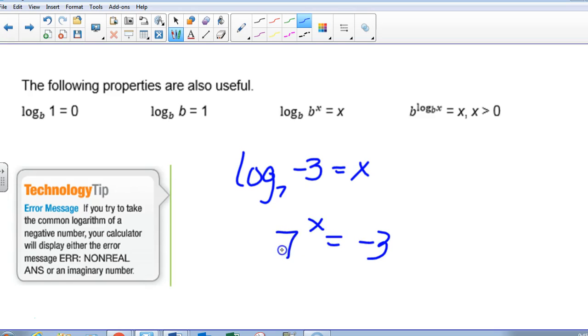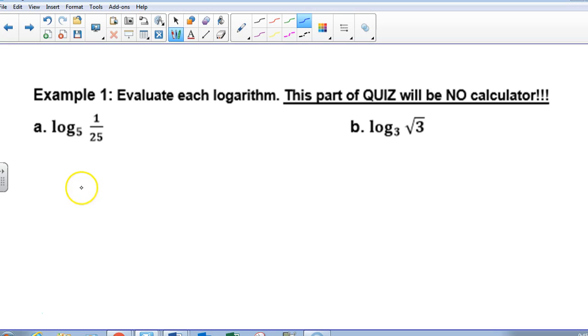Can a power make something into a different sign? It can make it bigger or smaller, because if you have a negative exponent, then you would get a fraction, but this can't make it into a negative number. So you can't take the log of a negative number. These are the kind of questions that will be on the quiz with no calculator. So don't be touching your calculator.